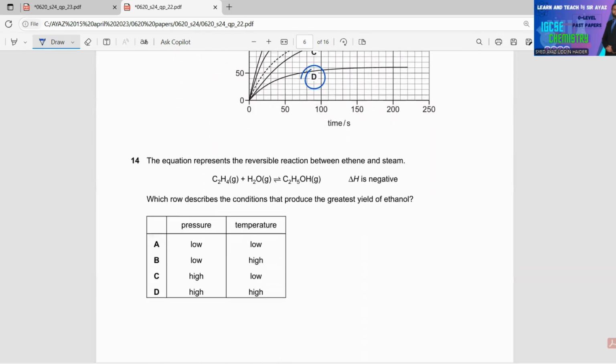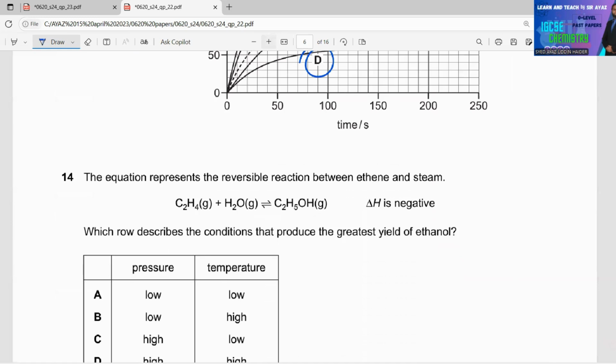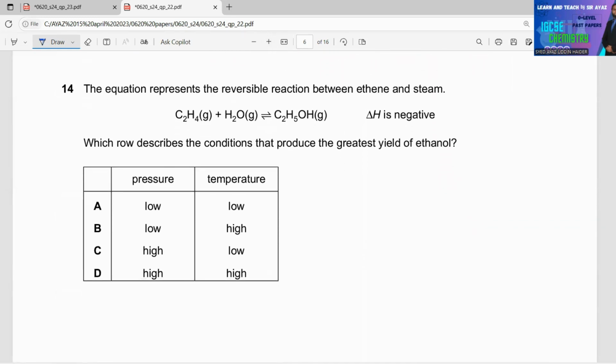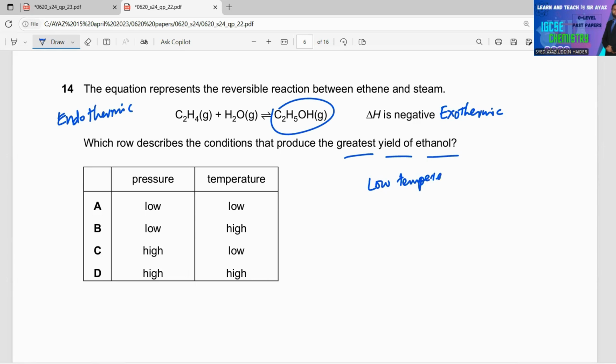Moving to the next MCQ, which is number 14. The equation represents the reversible reaction between ethene and steam: C2H4(g) + H2O(g) ⇌ C2H5OH(g). Delta H is negative, which means the forward direction is exothermic. If the forward direction is exothermic, the backward must be endothermic. Which row describes the conditions that produce the greatest yield of ethanol? Now we want a greater yield of ethanol. If forward is exothermic, it must have low temperature in order to get a higher yield of ethanol.